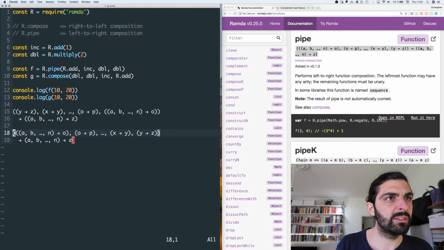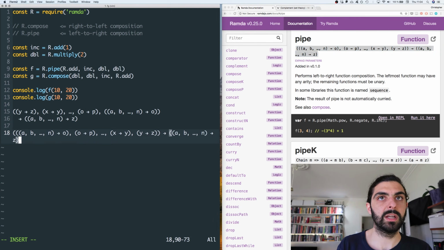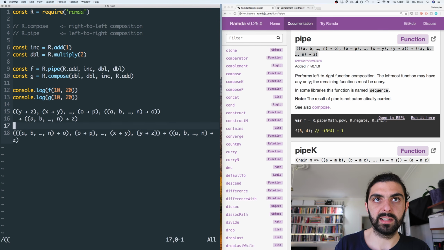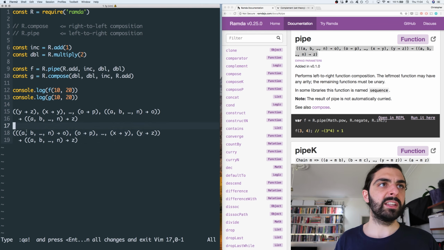It seems there's a parenthesis missing here unless I'm mistaken, because the parentheses seem to not line up. Actually, maybe I accidentally deleted it. Let me just copy this again. Let's do that. Yeah, sorry, I accidentally deleted it. My bad, but anyways, so that's that function. And this is probably easier to think about.